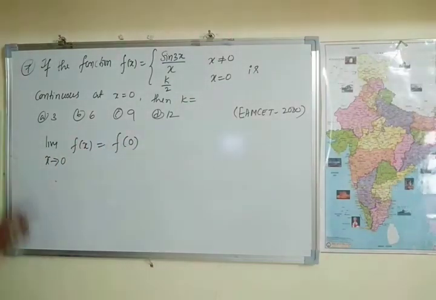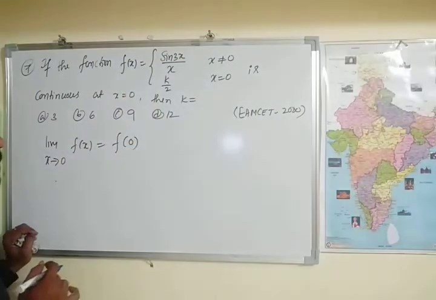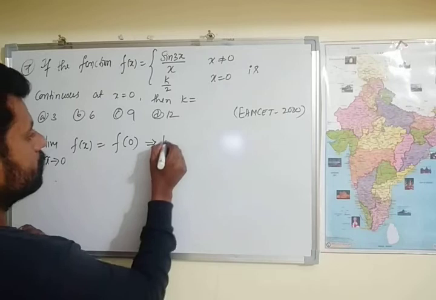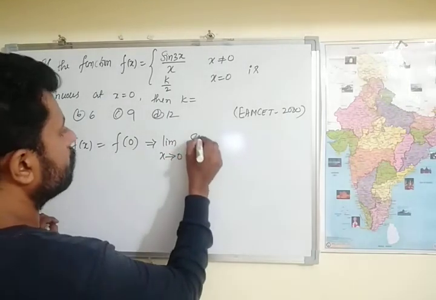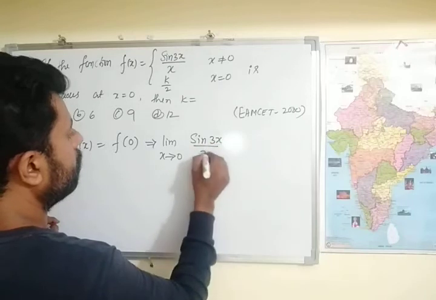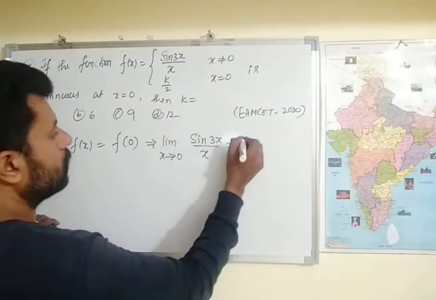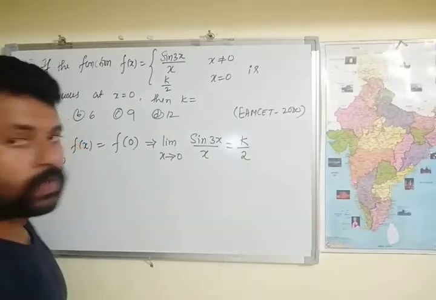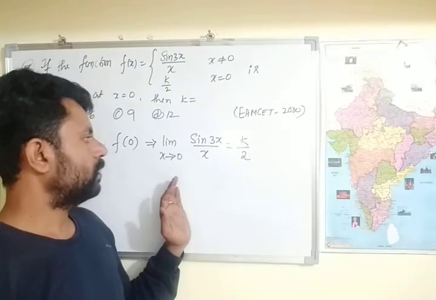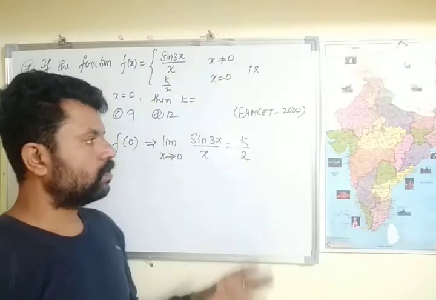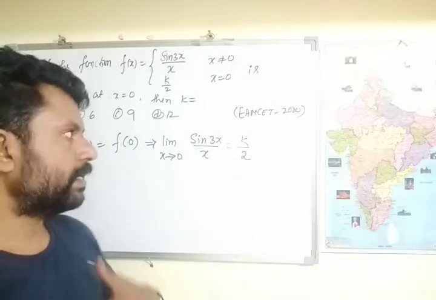Say limit x approaches 0 f of x. Here we have f of x function sine 3x divided by x. This implies limit x approaches 0 sine 3x divided by x is equal to, at x equal to 0, the function value is k divided by 2. See now here x approaches 0, substitute 0 in the place of x, we get 0 by 0 form. We can use the L'Hospital rule, or we know the standard result, we get it easily.